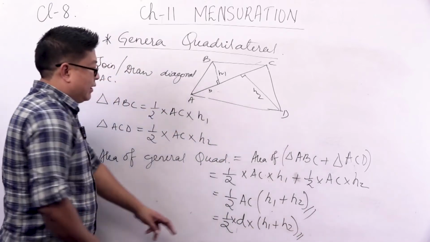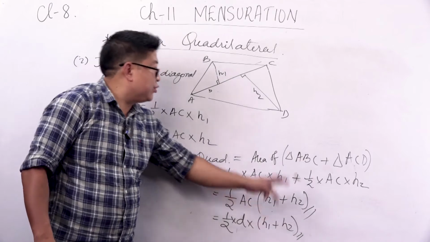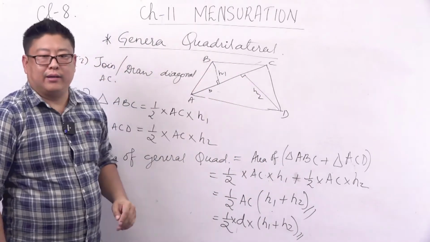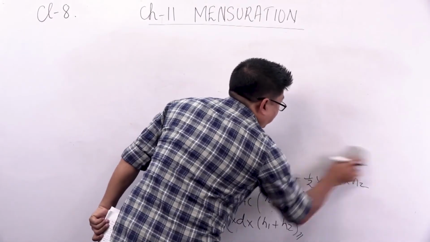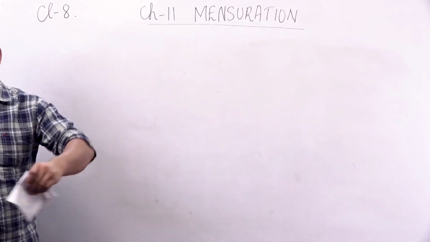All right. This D will be the length of your diagonal. This H1 and H2 are the height of these two different triangles. Now for the next topics, we will simply look at the formulae which we have to memorize.